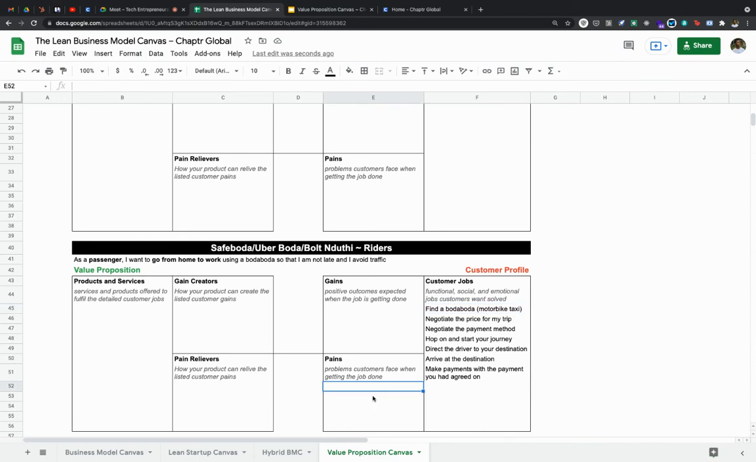Now, I'm going to ask you, when people are trying to find a boda, negotiate the price, negotiate the payment method, hop on and start their journey, or do all these things we've listed over here, what are some common problems or blockages they face? When I'm trying to fulfill all these jobs, what are some common problems I face? You can think about it face to face. When I'm finding a boda, what's the number one problem I face?